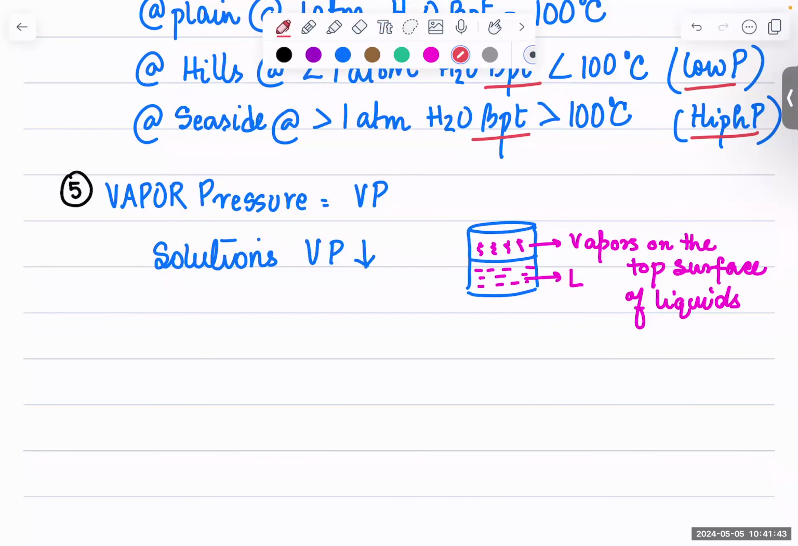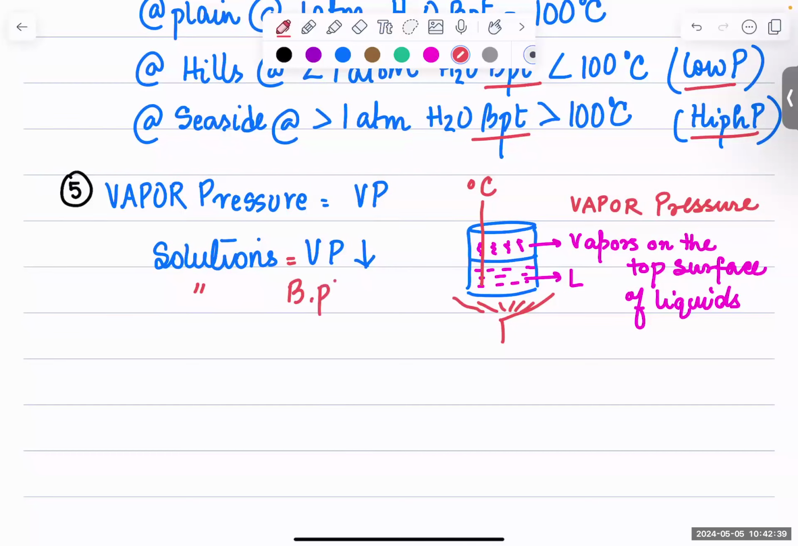Next is the vapor pressure of the solutions. We know this is one of the colligative properties: for solutions, the vapor pressure is lowered. Here you are trying to boil water, and here's the thermometer, degrees Celsius. The water is being trapped by the solute particles through intermolecular forces or the solvation of ions, so the water molecules are not available to escape. The vapors on the top surface of the liquid exert their own pressure, called vapor pressure. So the solution takes longer to boil, meaning the boiling point is high and the freezing point is low. These are the colligative properties.